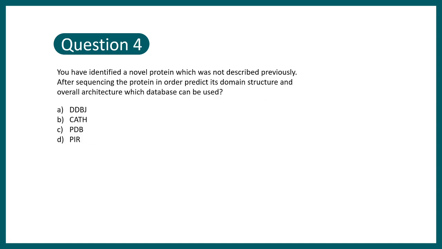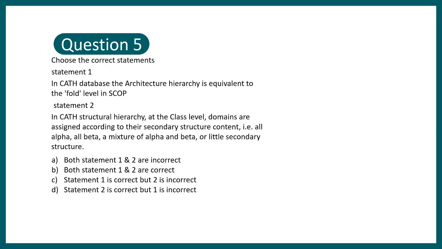Okay, you have identified a novel protein which was not described previously. After sequencing the protein, in order to predict its domain structure and overall architecture, which database can you use? DDBJ, CATH, PDB, or PIR? Yes, the correct answer is CATH. CATH can help you to predict what type of domain and what type of structure is present in your protein based on known knowledge. So CATH, if you want to learn more about CATH, you can click on I button.